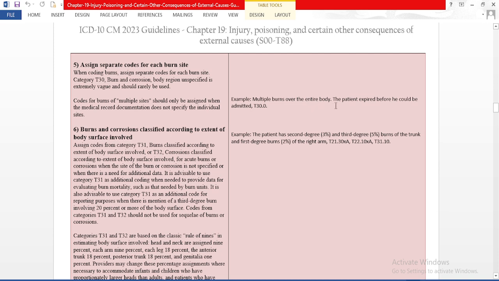Multiple burns over the entire body. The patient expired before he could be admitted. Here we need to code T30.0, as we don't have any specific sites related to the burns. So here we can code multiple burns.